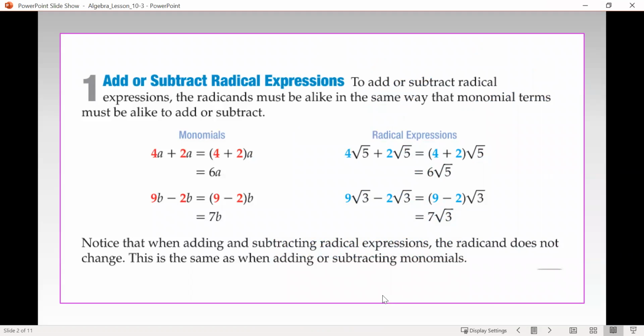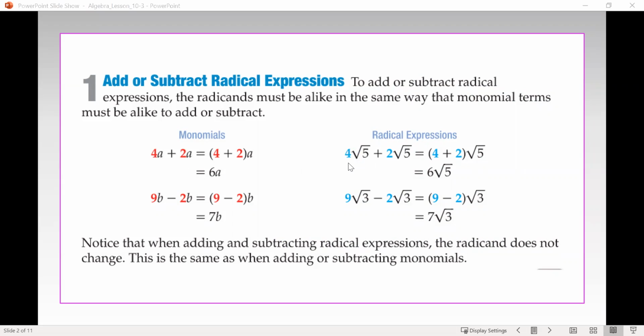So first it talks about how you have to add or subtract radical expressions. To add or subtract radical expressions, the radicands must be alike, in the same way that monomial terms must be alike to add or subtract. So it gives this example: if you had something like 4a plus 2a, you could combine those because they're like terms, and that would be 6a.